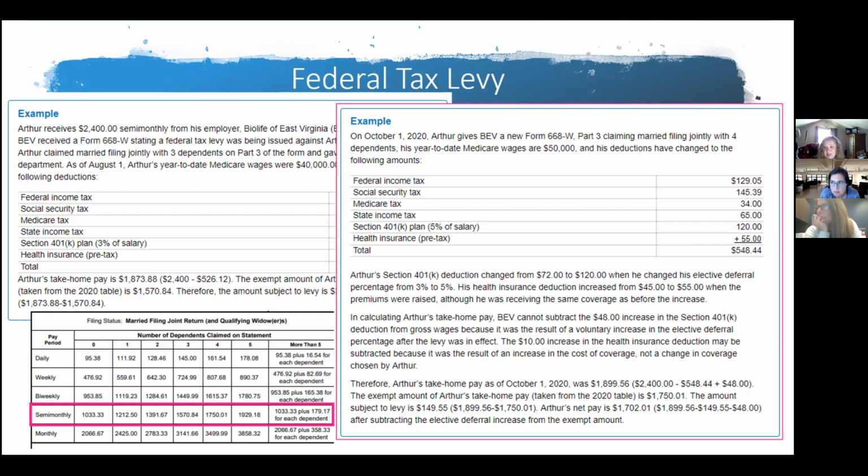So does that make sense? He chose to increase his 401k deduction from 3% to 5%. So that was his decision. That means his levy is not going to be affected by that. In other words, they're still going to take the max amount, and that amount doesn't get to be deducted. The $10 though, that was not his choice. The premiums increased for his health insurance. So because it wasn't his choice, that was a required increase in the premiums. That amount can be subtracted before determining the amount that goes to the federal tax levy. Questions on that?